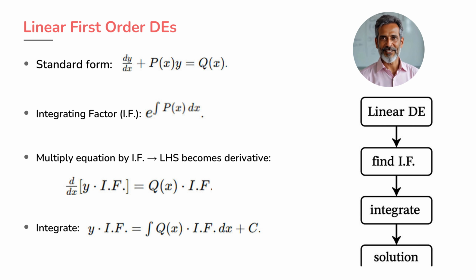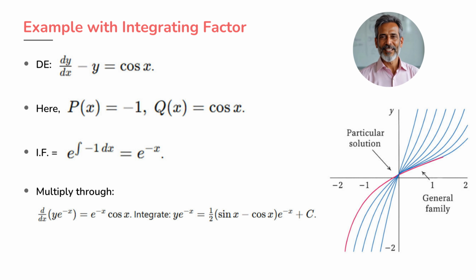Once we multiply the entire equation by this integrating factor, the left-hand side magically becomes the derivative of a product. d by dx of bracket y times IF bracket close equals q of x times IF. Then we integrate both sides. The solution is y times IF equals integral of q of x times IF with respect to x plus constant c. Divide through by IF to get y. This is the method that works for every linear first-order differential equation. No exceptions.